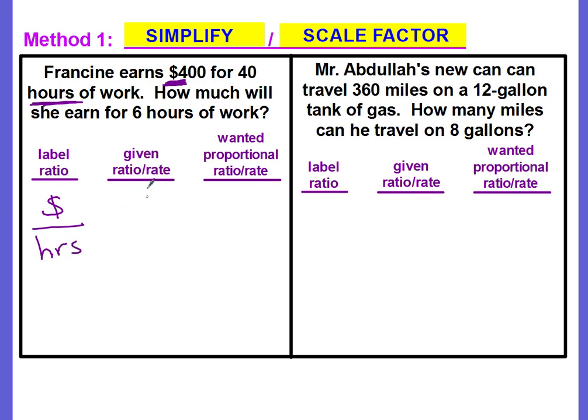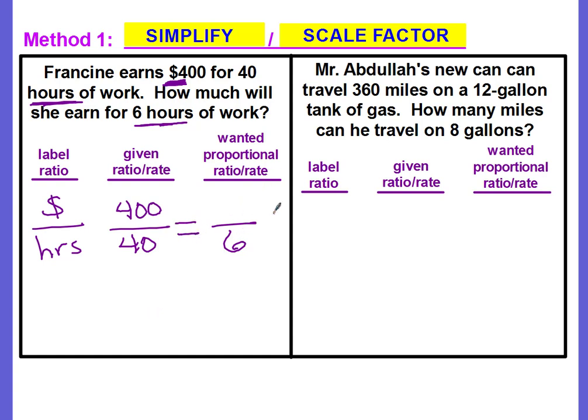So the second ratio, or rate, is going to be what we're given. We're given $400 for 40 hours. So the money goes in the numerator. That's what the label ratio tells us. So the 400 goes in the numerator, and the 40 hours goes in the denominator. Then this third ratio is going to be our wanted proportional, what we're changing. We're changing to 6 hours, so we're going from 40 hours to 6 hours. So the 6 goes in the denominator because that's what the label ratio says. And it's the dollar amount that we're looking for. We want to keep this proportional or equal, so we put our equal sign.